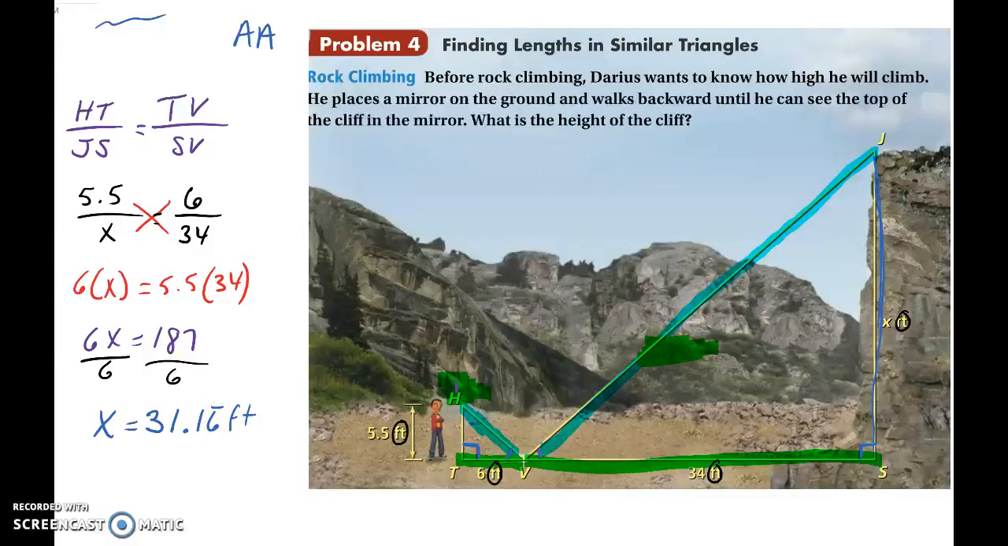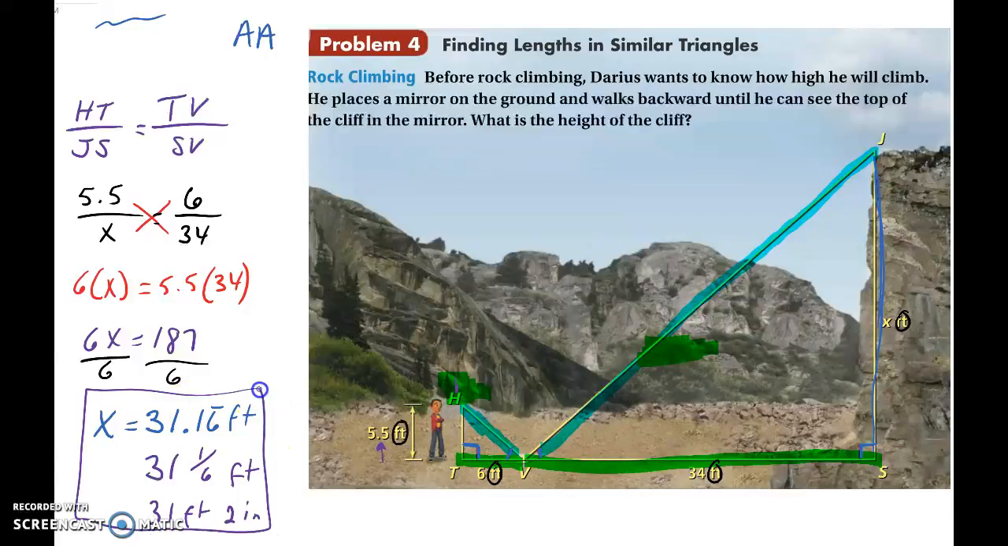If it was originally written as a decimal, this will be acceptable. This is 31 feet and 1/6, so 31 and 1/6 feet. Or this will be 31 feet and 2 inches, if you wanted to find out how many inches it was. But if this was a question on a test, I would be clear as to how I would want to see you guys write it. But that is your answer for X.